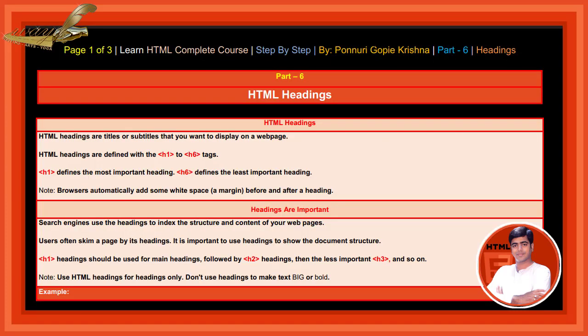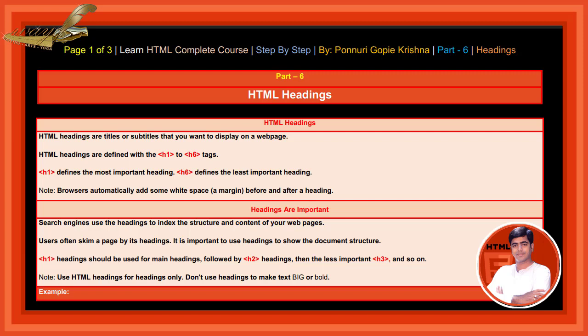In this session, let us learn about HTML headings. HTML headings are titles or subtitles that you want to display on a web page. HTML headings are defined with the H1 to H6 tags. H1 defines the most important heading, H6 defines the least important heading.